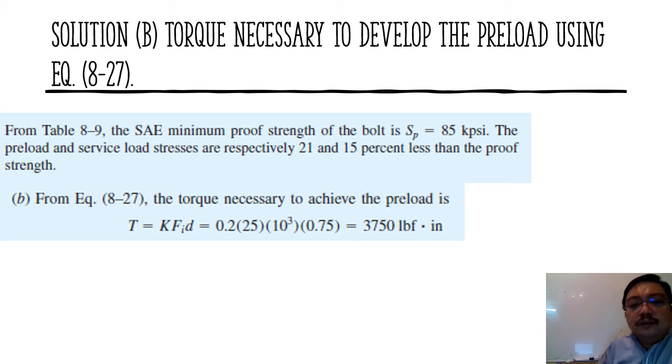Okay, so from equation 8-7, the torque necessary to achieve this preload is T equals K Fi d. Remember, K is the stiffness coefficient, Fi is the initial load, and d is the diameter. So you put in the values, trace back each value given, and you get 3750 pounds inch.